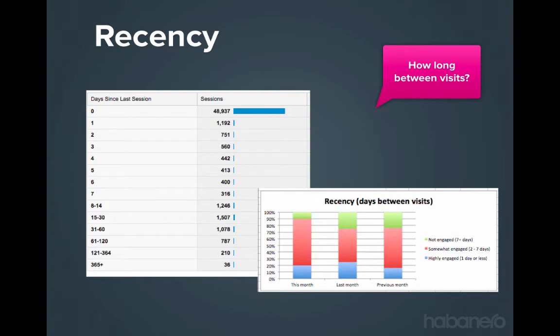And in this case, I've defined here highly engaged people as 1 day or less between visits, somewhat engaged people 2 to 7 days, and people that are not engaged or not loyal to your site as 7+ days. And so you can start to build comparisons, say month over month, so you can see how your loyalty or how your engagement is changing over time based on this very simplistic measure of days between sessions.